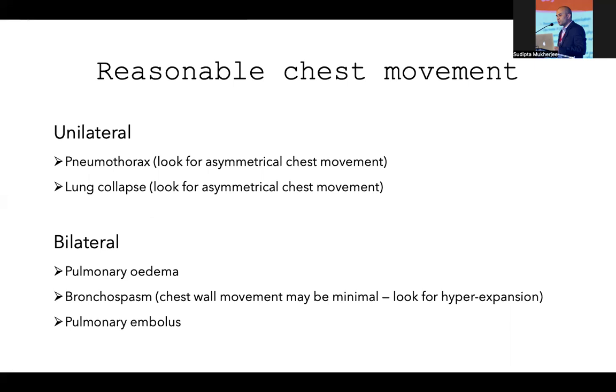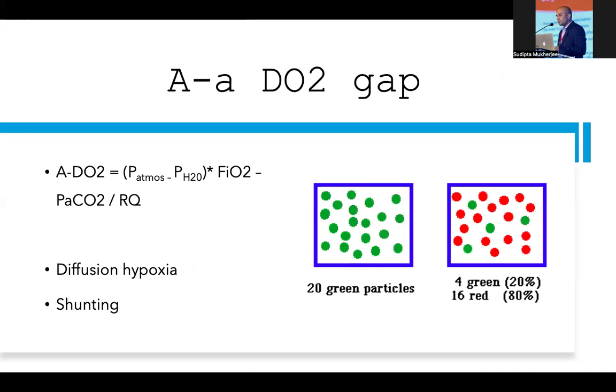And the cause can be pulmonary edema, bronchospasm, chest movement will be minimal in a hyperinflated lung, and it can be pulmonary embolism. This part we have already discussed a bit during our initial hypoventilatory phase.